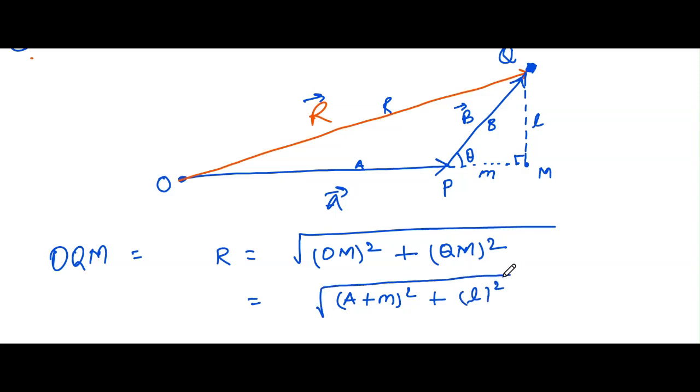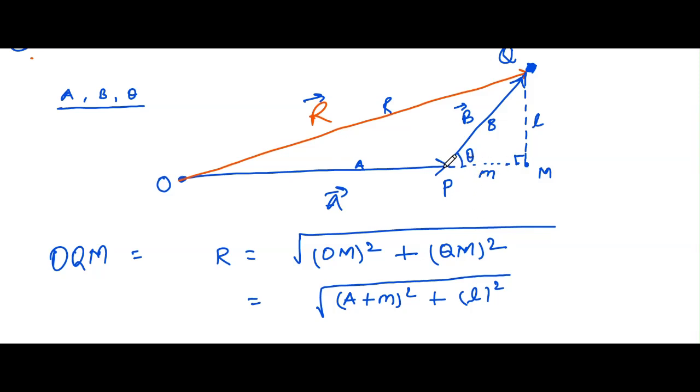Now we have to go for some trigonometric ratios. We can see here, as we don't have M, we have only three parameters which are known: A, B, and theta. A is the magnitude of vector A, B is the magnitude of vector B, and theta is the angle between the vectors A and B. In this expression we have M and L, so we can convert M and L in terms of A, B, theta. Let's see how we can do that.